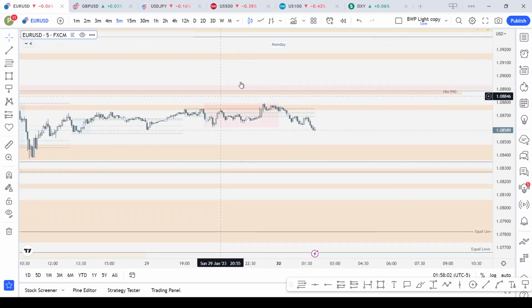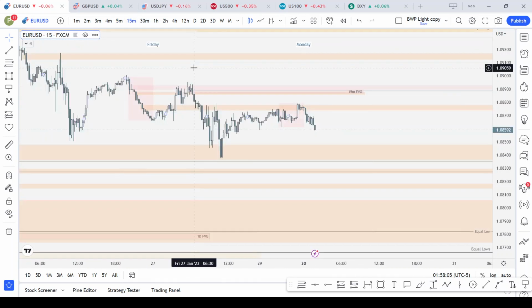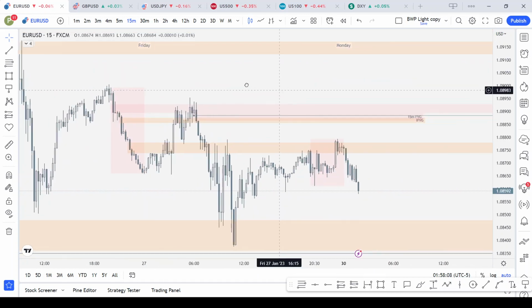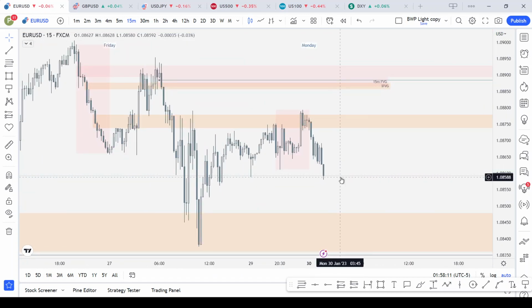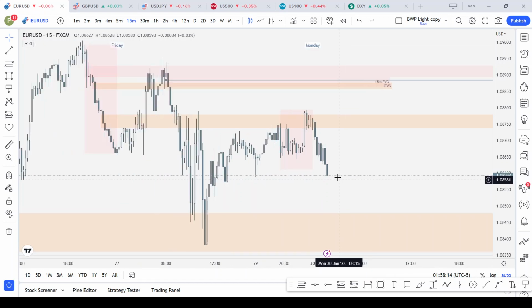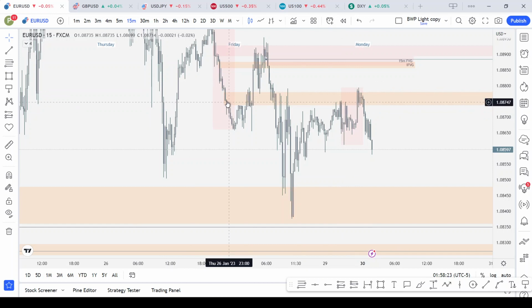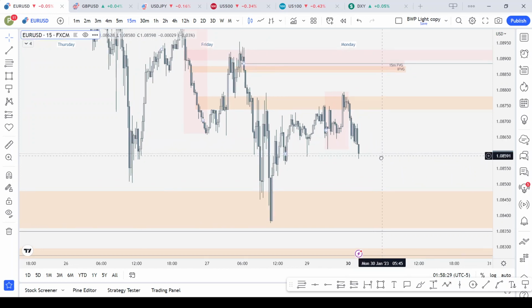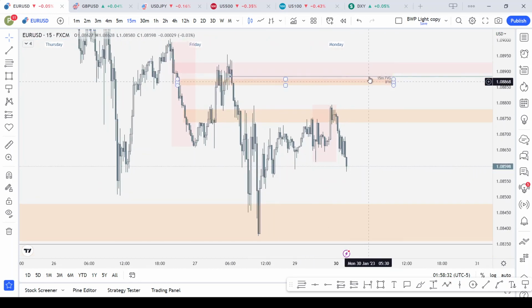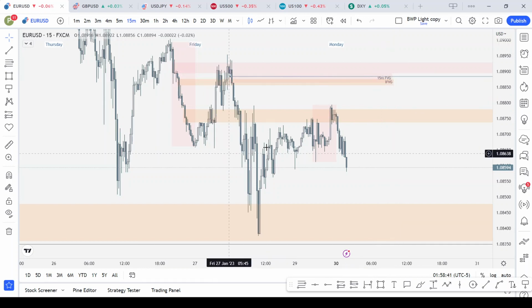So EU, let's see 15 minutes to see how a setup can be framed. These are levels I've outlined since last week. See how the market is still respecting these levels. I love this area. I love this level for a short. I was hoping the market can drive into this level where I would go short, but right now I don't.